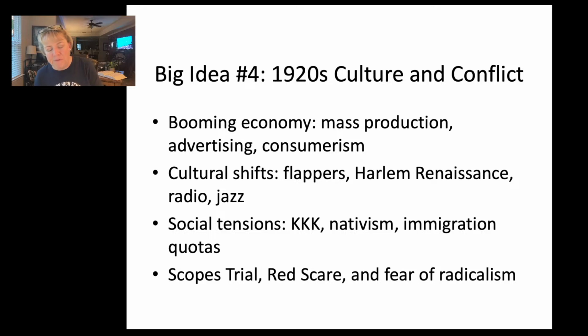Big idea number 4, the Roaring Twenties. When we're talking about the Roaring Twenties, we're going to see a post-war economic boom in our country. And you're going to have a lot of people with a lot of disposable income because we weren't spending as much during the war. You're going to see introductions of new forms of production like assembly lines and stuff like that. So we're going to see new products being mass produced.